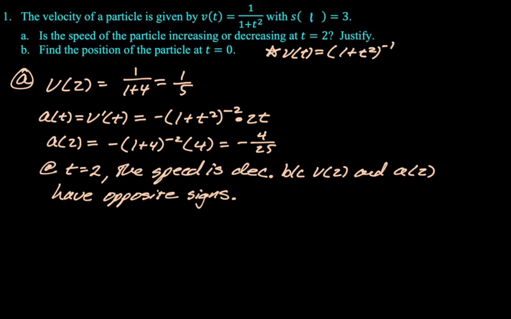All right, part B, find the position of the particle at t equals 0. This is actually the part where I changed the given information. Hopefully I changed it on the PDF of the problems too. All right, so we need to figure out what s of t is.